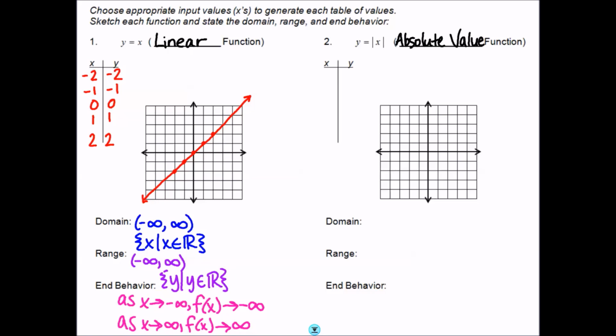You probably have never seen the graph of this function, but you will see it a lot this year. And again, I'm going to choose x values that I know will give us a good picture of this graph. So I'm going to choose -2, -1, 0, 1, and 2.